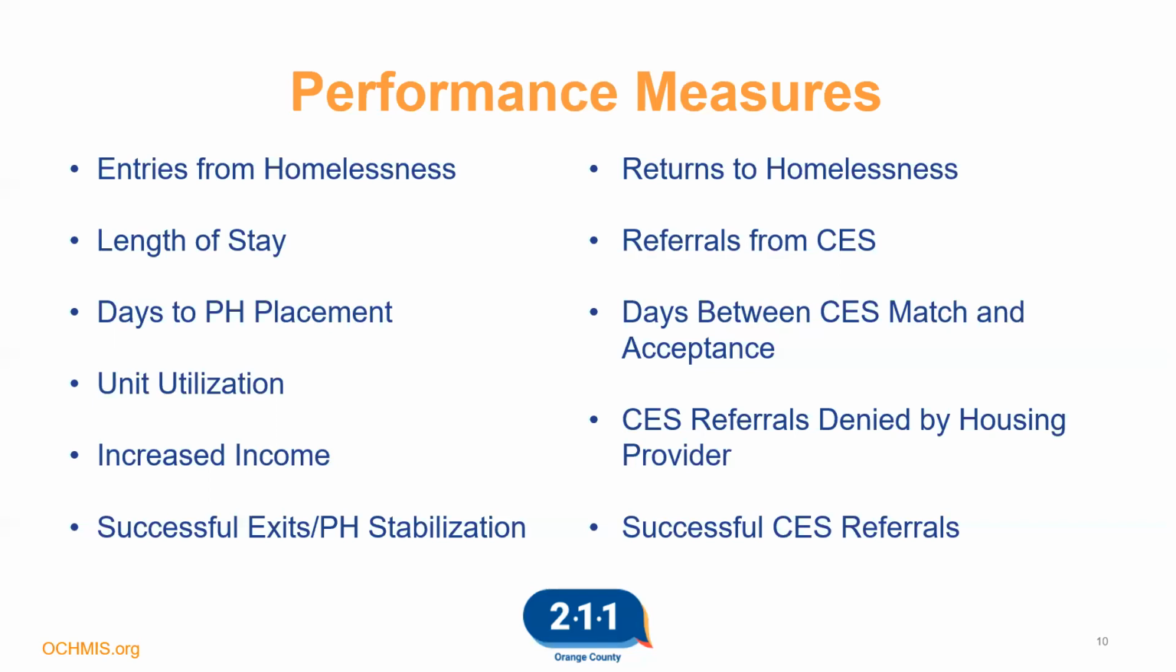I also selected, we should be considering some of these performance measures. I think they are really useful for just gauging how our programs are serving folks, but also gauging outcomes specifically. I'm thinking days to permanent housing placement is probably a good one, as well as referrals from CES, referrals denied by housing provider and successful CES referrals, and of course successful exits to permanent housing. Those are all very important to monitor any agencies or any programs performance.